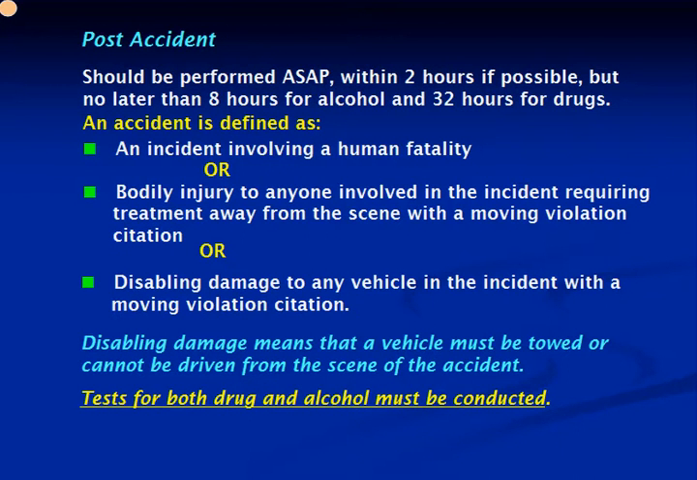Post-accident. Should be performed as soon as possible, within 2 hours if possible, but no later than 8 hours for alcohol and 32 hours for drugs. An accident is defined as an incident involving a human fatality or bodily injury to anyone involved in the incident requiring treatment away from the scene with a moving violation citation, or disabling damage to any vehicle in the incident with a moving violation citation. Disabling damage means that a vehicle must be towed or cannot be driven from the scene of the accident. Tests for both drug and alcohol must be conducted.